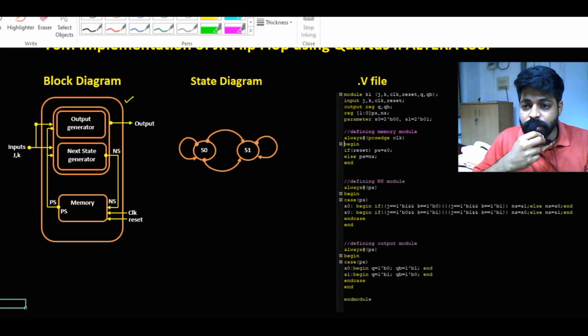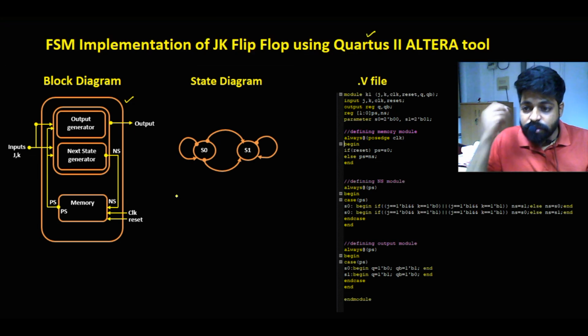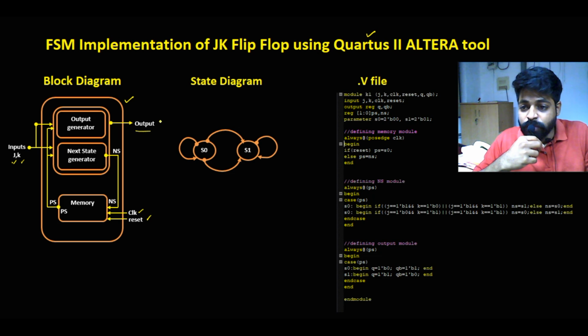So coming to the JK flip-flop implementation here. As we know, there are two inputs for the JK flip-flop, J and K, and clock and reset, and there will be outputs. Not only one output, there is a Q and Q bar. These are the two outputs.